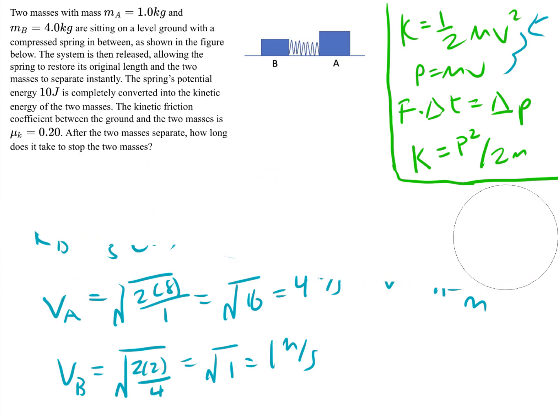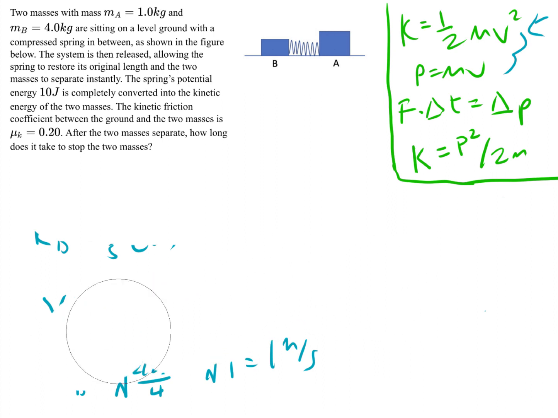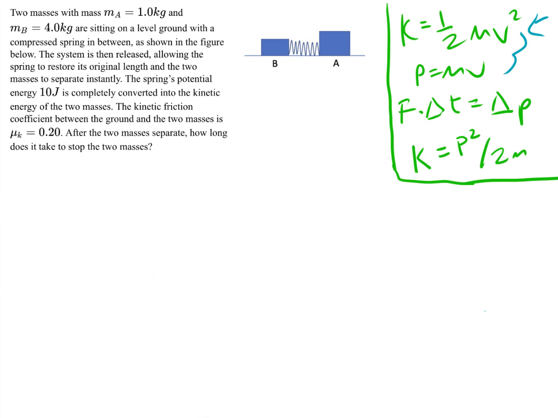So I'm going to rewrite this up there. Then we know that the velocity of block A as soon as it leaves the spring is equal to 4 meters per second. And the velocity of block B as soon as it leaves the spring is equal to 1 meter per second. Now we can use our final equation here, which is the impulse momentum theorem.